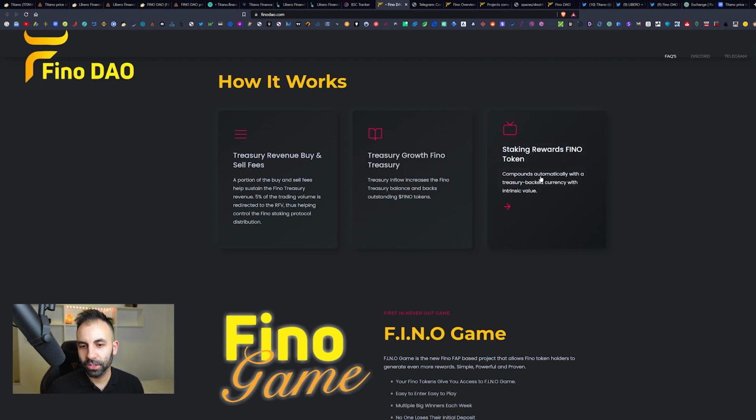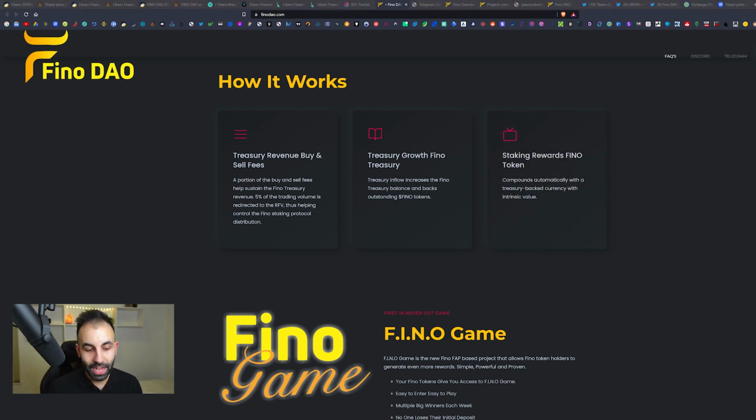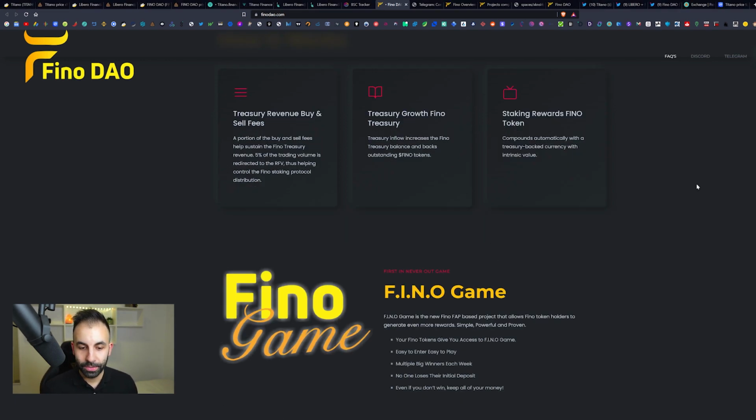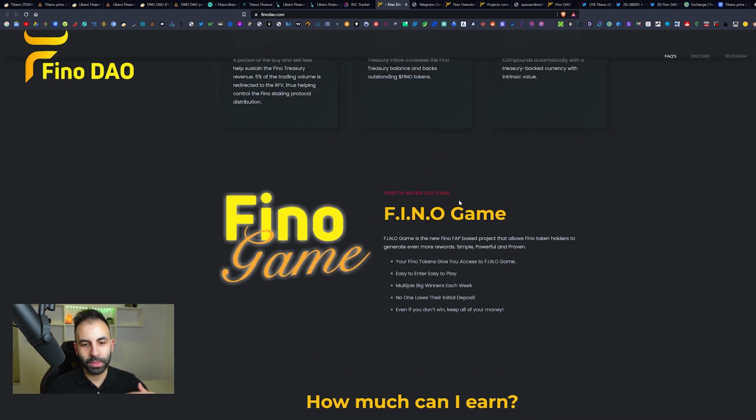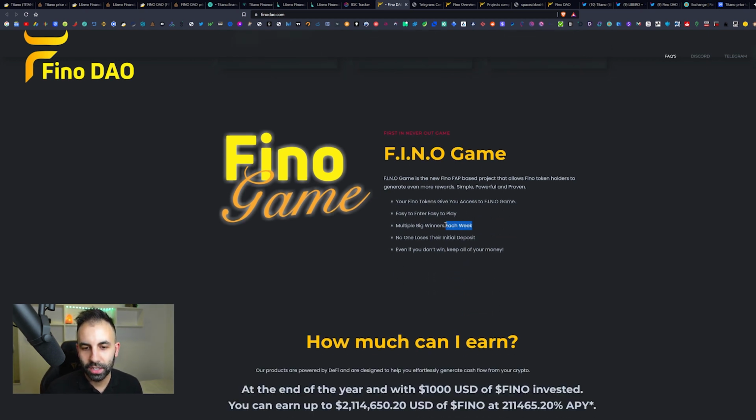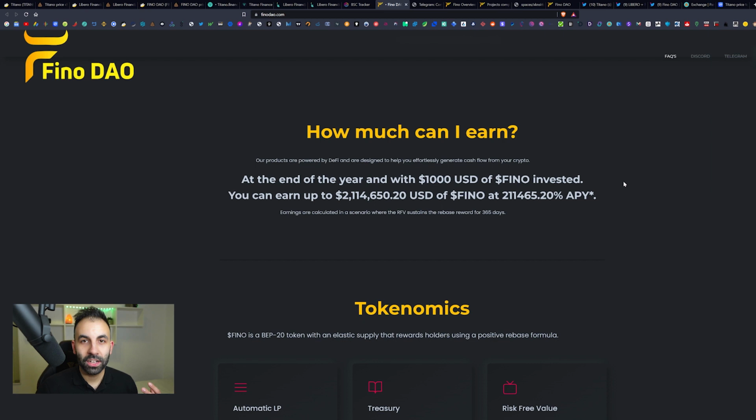Staking rewards Fino token, compounds automatically with a treasury backed currency with intrinsic value, basically. They also have this new feature here, which is the Fino game, but we're not going to go into that today. It basically copies the Titano feature on the Titano platform, where there's an opportunity to earn a higher lottery. How much can I earn?